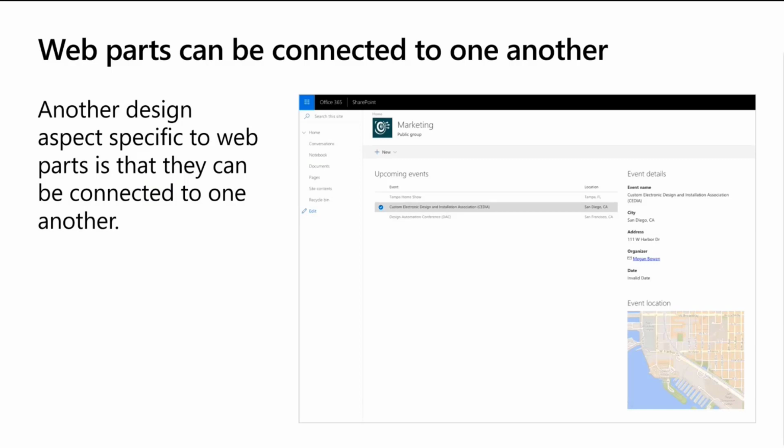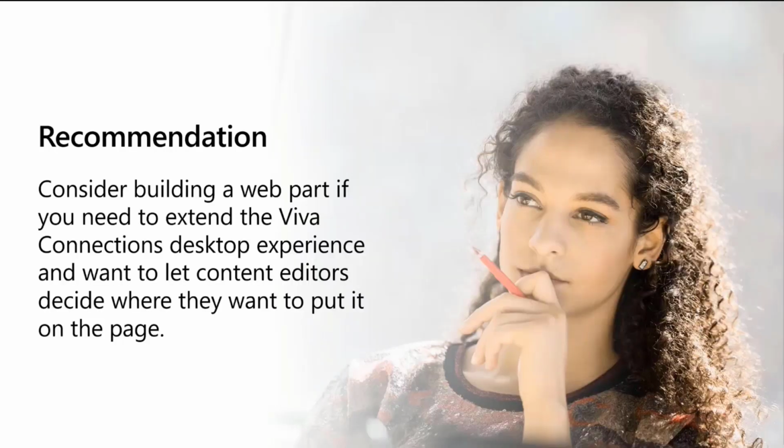So you can build these connected experiences, which is really cool as well. Now, as a rule of thumb, we recommend building web parts if you need an extended Viva Connections desktop experience and you want to let content editors decide what to put on a page. So you basically have this configurable option to add to a page or remove from a page and all of that.